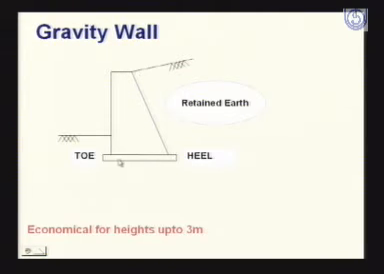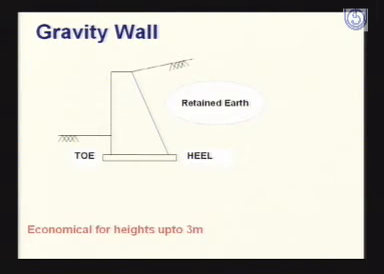So you see here the gravity wall. This is the toe of this wall, this is the heel of this wall, and the earth will be retained on this side. This one is the front portion. Such types of walls are economical up to a height of 3 meters. If you construct these walls more than 3 meters high, they will become uneconomical.